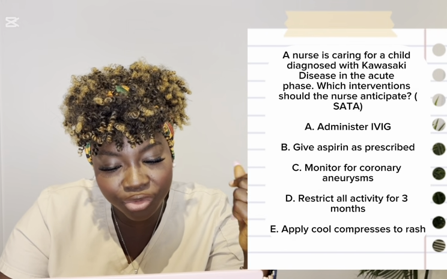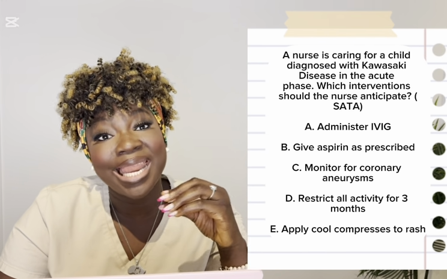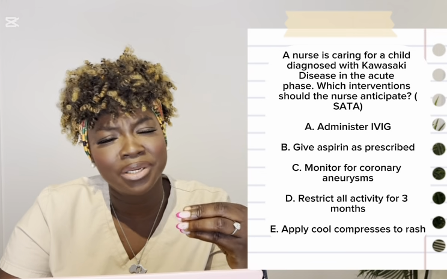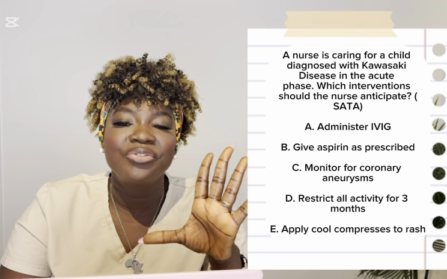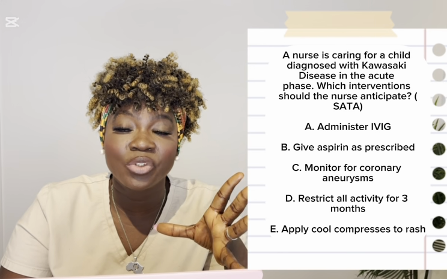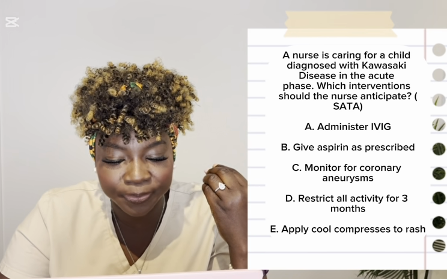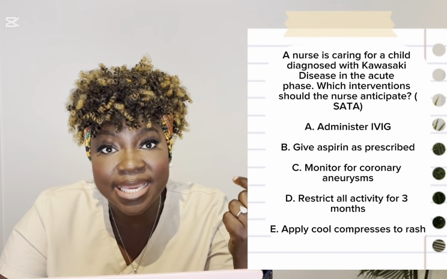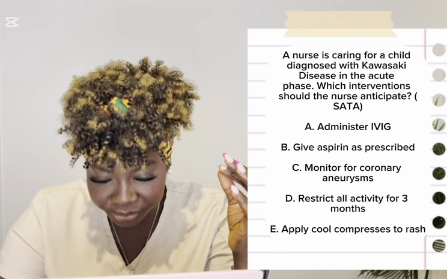Now D, restrict all activity for 3 months. That is long. In the acute phase, you can reduce activity because the child has a fever and will not have the strength to play. So you can reduce activity while the symptoms persist, but 3 months is too long. It's too excessive.